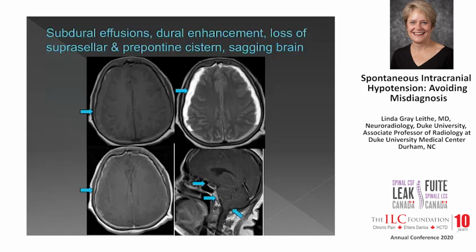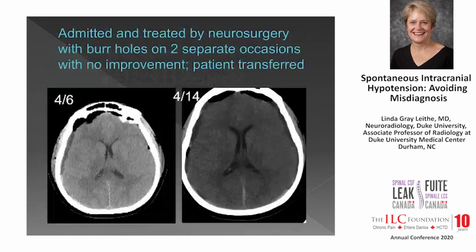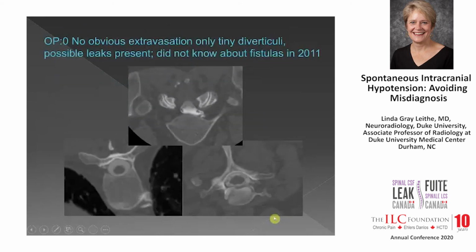Well, she got admitted to neurosurgery, and because of the subdural effusion, she got burr holes on 2 separate occasions, 8 days apart, which never helped the patient at all. She never improved. And after the family debated, and I unfortunately don't have time to go into the details of that, although it is interesting, they actually decided to transfer her to Duke. Her opening pressure when we started to evaluate her was 0. We did a myelogram. She had no obvious CSF leak. We didn't know about fistulas at the time, but she had some nerve root diverticuli, which we patched, and she completely resolved in 4 days.